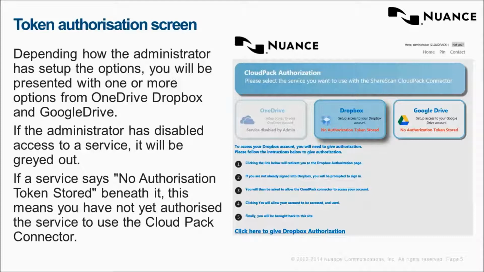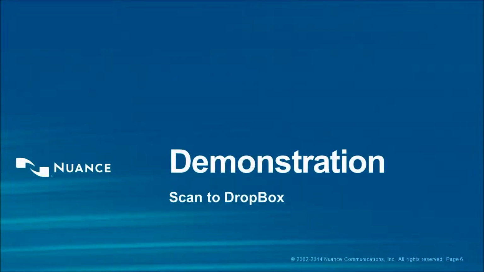If the administrator has disabled access to a service, it'll be grayed out. So you can see the OneDrive there on the screenshot has actually been disabled by the administrator. If a service says no authorization token stored beneath it, it means you haven't yet authorized the service to use the Cloud Pak connector. Hopefully it's fairly self-explanatory. What we're going to do is switch out and show you a demonstration.